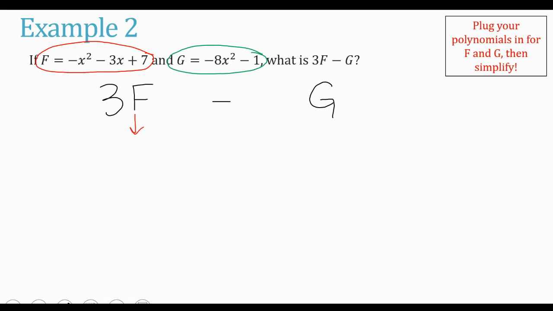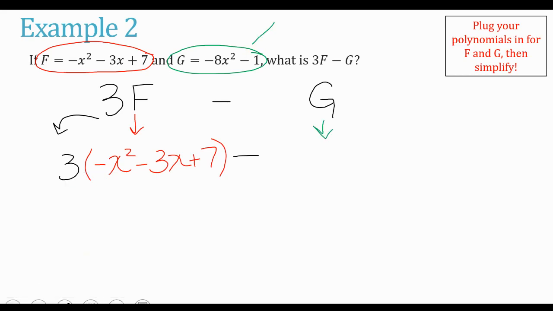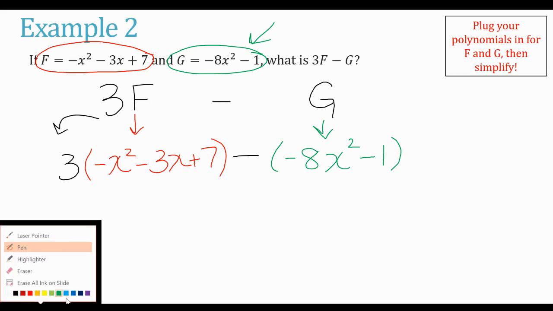So f, we know, is equal to negative x squared minus 3x plus 7. But I can't forget that 3 on the outside. That has to come on the outside of whatever f is equal to. Bring down your minus sign, and then in green, I'm going to substitute what we know g is, which is this binomial over here. So you get negative 8x squared minus 1. So we're just substituting what f is and what g is, and then simplifying from there.